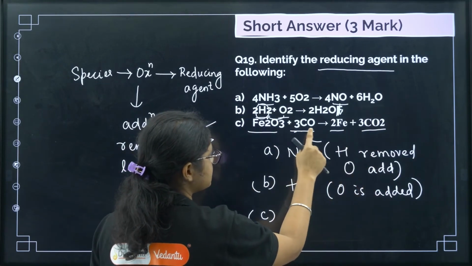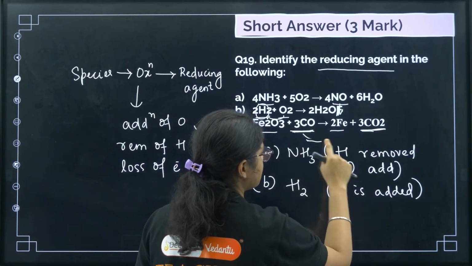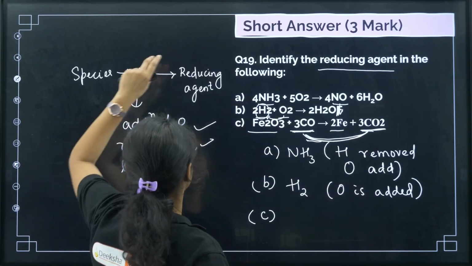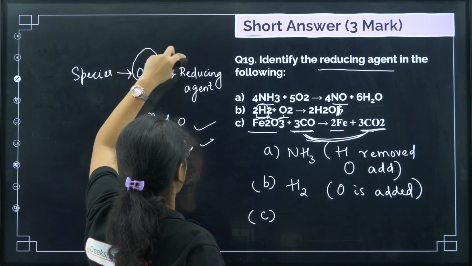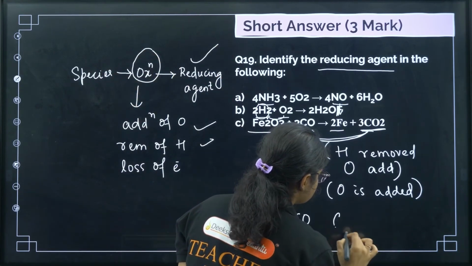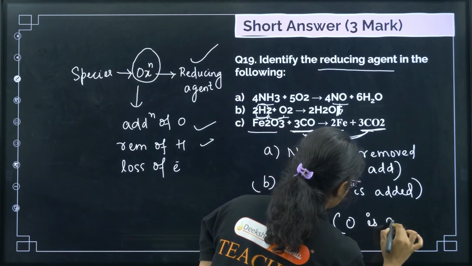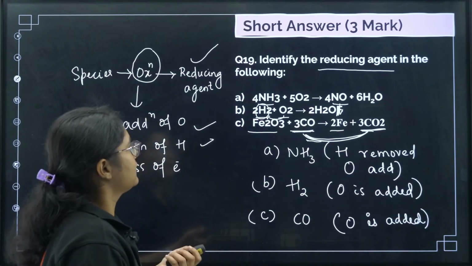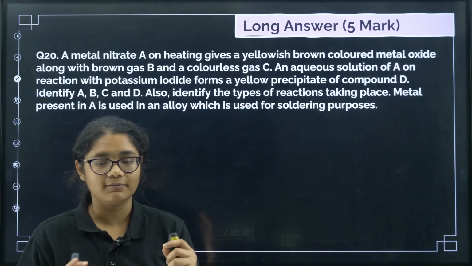Now if you see, CO is there and it is becoming CO2 here, right? So oxygen is added to CO, right? If oxygen is added, it is undergoing oxidation and it will behave as a reducing agent. So I can write CO is a reducing agent. Why? Again, oxygen is added. Getting it? Okay, now we will go to one 5-marker question.